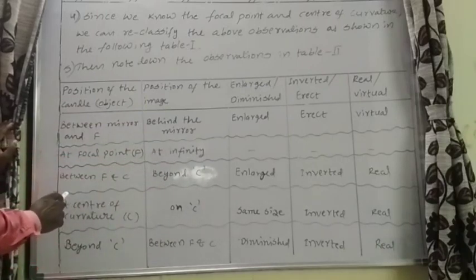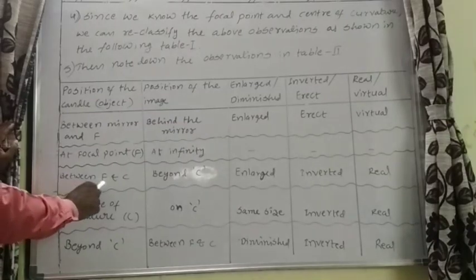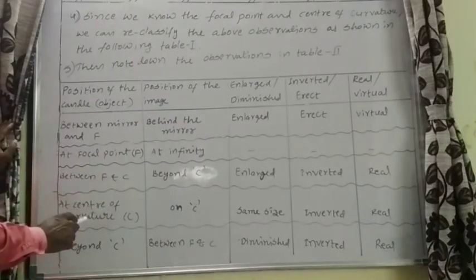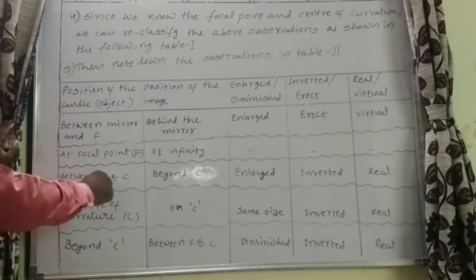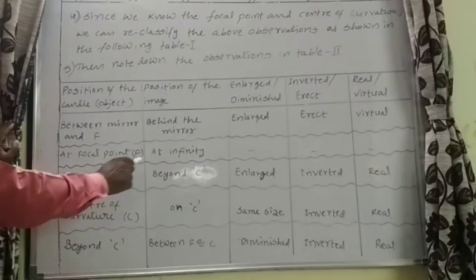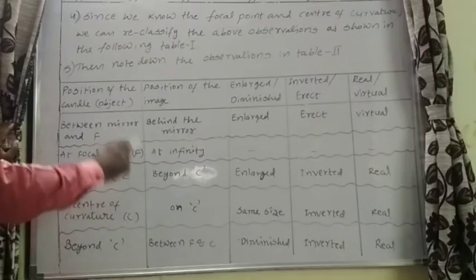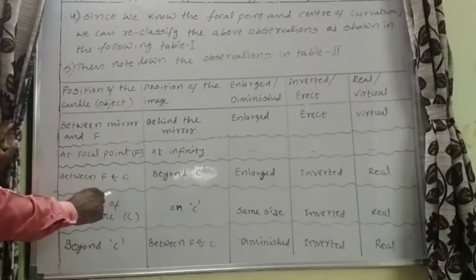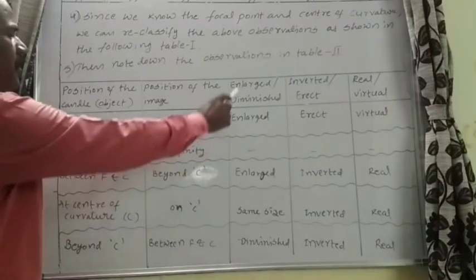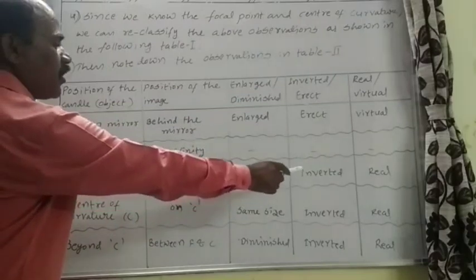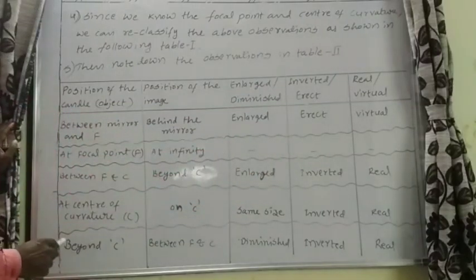Third one, the object is placed between the focal point and the center of curvature. That means the distance in between 30 centimeters and 60 centimeters from the above figure. The image is formed behind C. The image is enlarged, inverted and real.